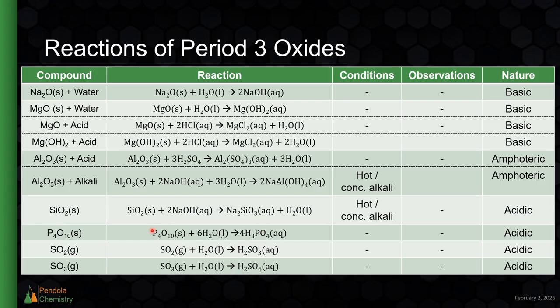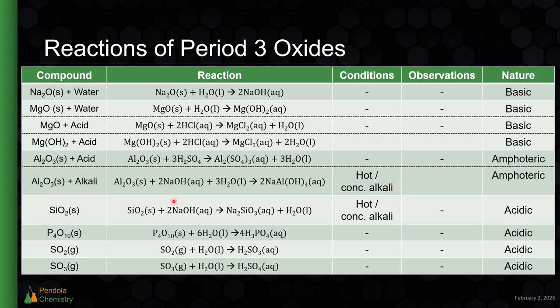In the case of the P4O10, it reacts with water to create phosphoric acid. SO2 reacts with water to make sulfurous acid, H2SO3. And SO3 reacts with water to make sulfuric acid, H2SO4. So all three of these are going to be acidic because they create acids when reacted with water. Whereas the silicon dioxide does not react with water. The reason we call the silicon dioxide acidic is because it reacts with an alkali.